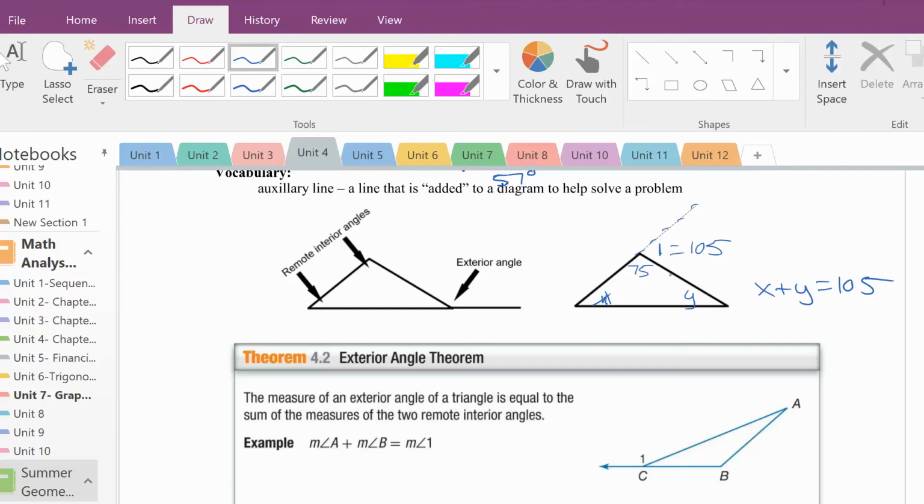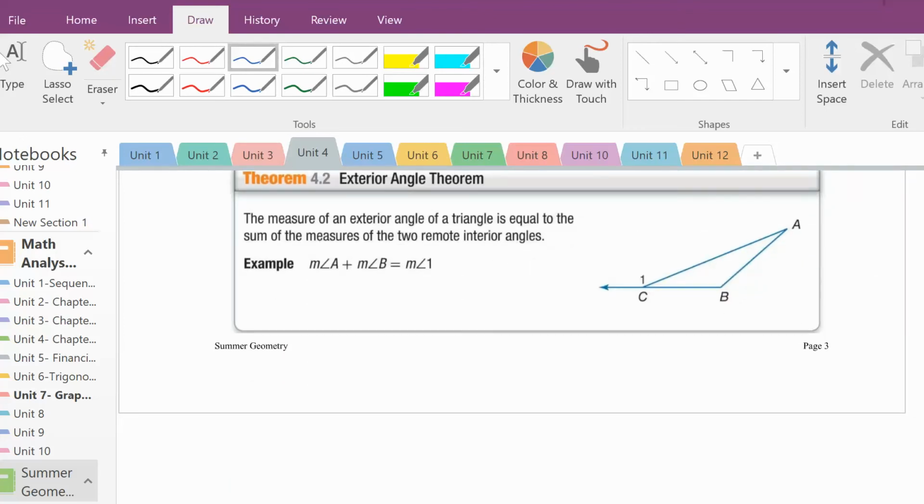So that leads us to the exterior angle theorem, which says the measure of an exterior angle of a triangle is equal to the measure of the two remote interior angles combined. So here you have the two remote interior angles, and the exterior angle is equal to the sum of the two remote interior angles.